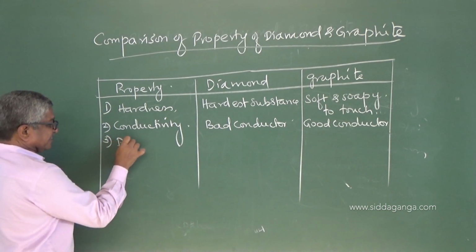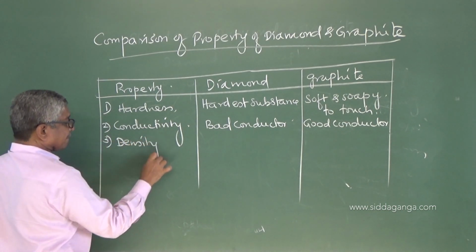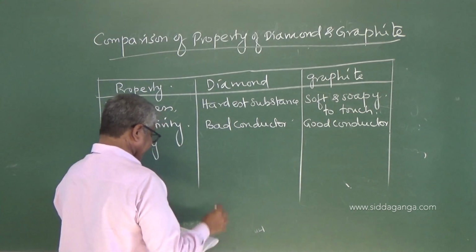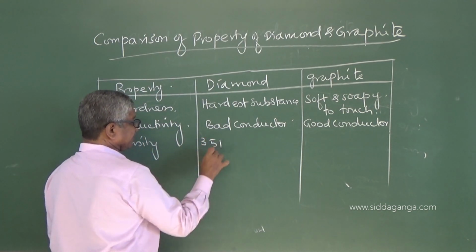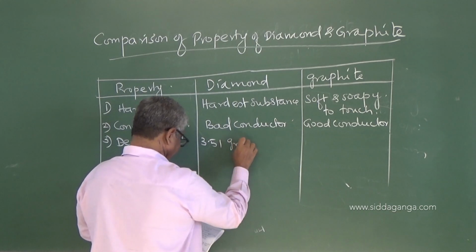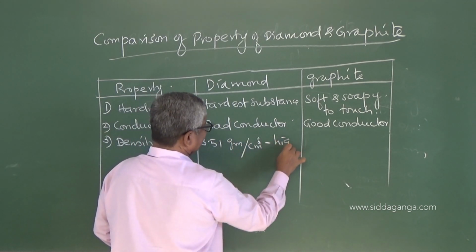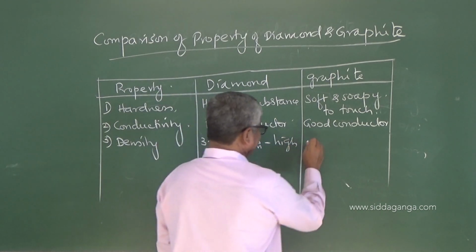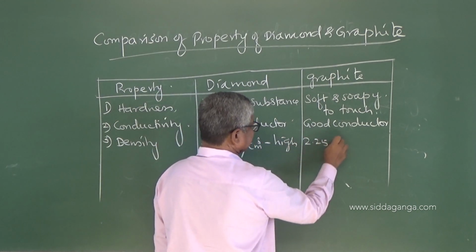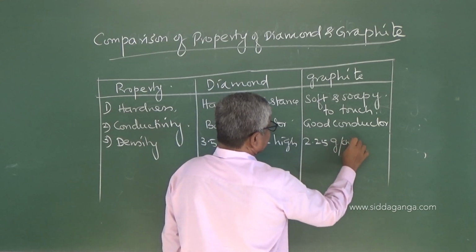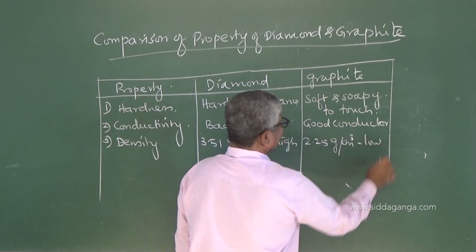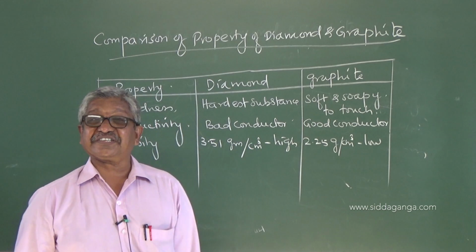Third, it is density. Density of diamond is 3.51 gram per cm cube. The value is high. Whereas in graphite, it is 2.25 gram per cm cube. This is a low value when compared with the diamond.